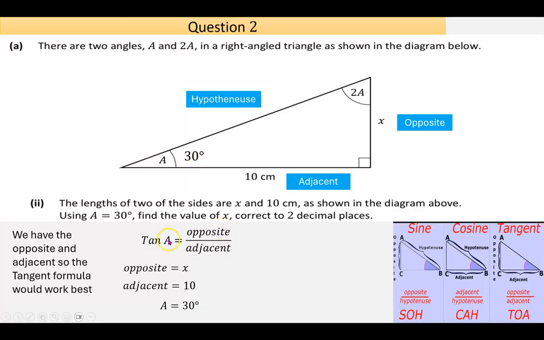Okay, there's three elements to this particular formula. Do I know the angle? Do I know the opposite? Do I know the adjacent? So what I'm missing here is the opposite.